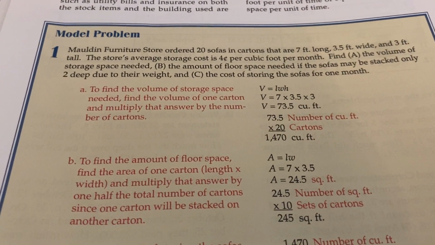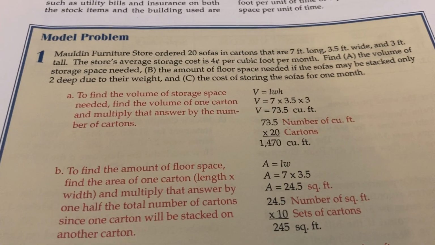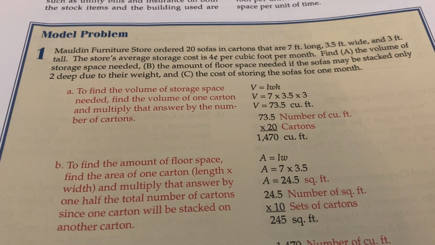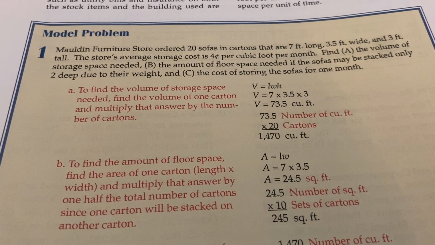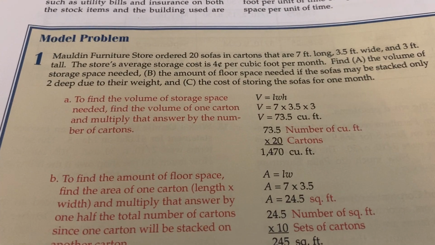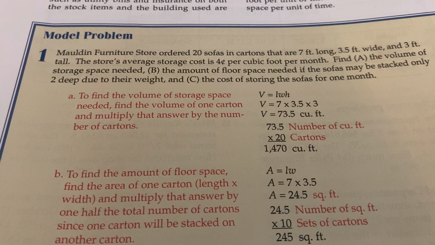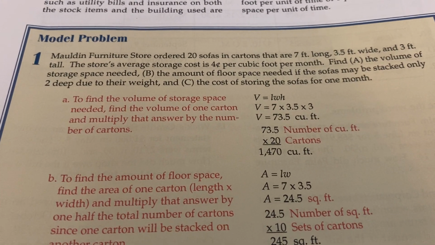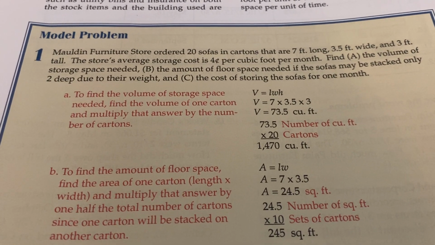The furniture store ordered 20 sofas in cartons that are 7 feet by 3.5 feet by 3 feet tall. The store's average cost is 4 cents a cubic foot per month. First, you're going to need to find the volume of the storage, plus the amount of floor space needed for the sofas to be stacked 2 deep due to their weight, since they can't be stacked more than 2, and the cost of storing the sofas.